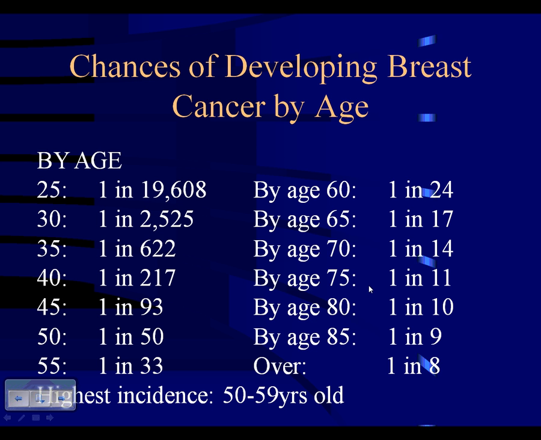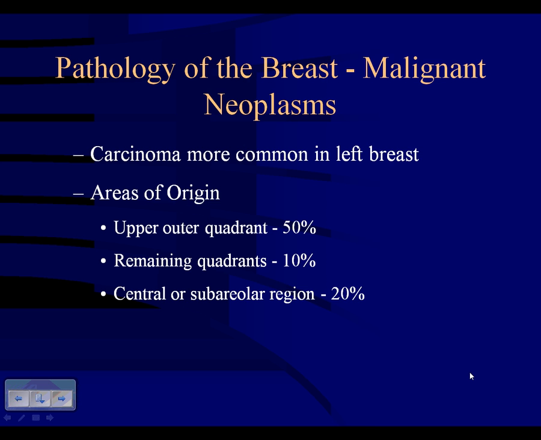Again, I mentioned to you age is probably one of the biggest risk factors. The older you are, the more likely you are to develop breast cancer, and you can see the differences by age. Carcinoma, for some reason, I don't know why, is more common in the left breast, just by a slight amount. It tends to occur most commonly in the upper outer quadrants of both breasts. That's where you have more ductal parenchyma as well as lobular units. The remaining quadrants are much less common, and it can also occur in the subareolar location.